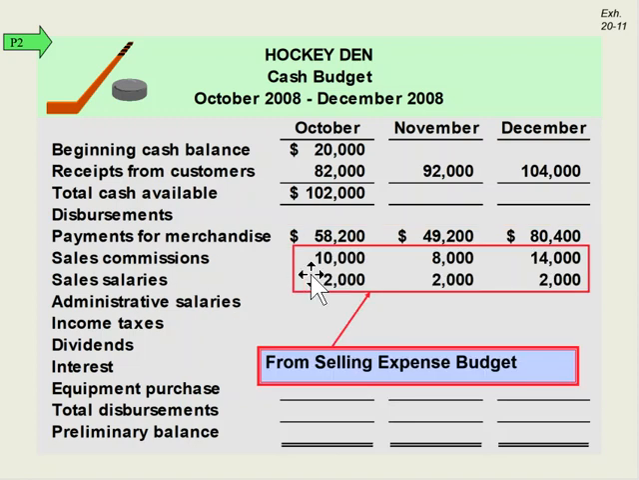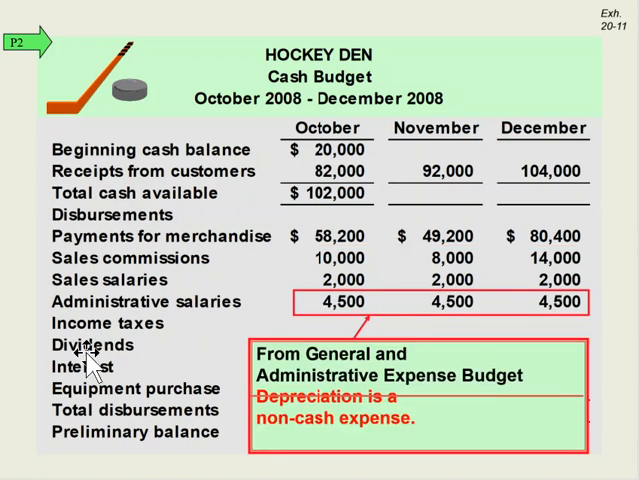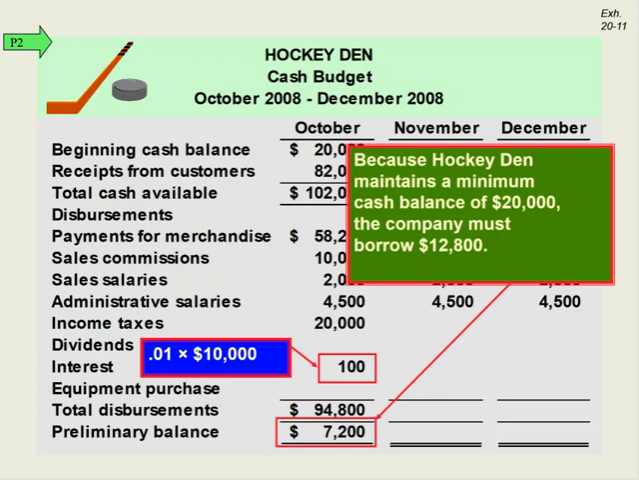Our selling expense budget, which we didn't talk about, we would have been able to determine how much we anticipate paying our employees in sales commissions and salaries for each month. Also, administrative salaries would come from a general and administrative expense budget. And again, we didn't cover that specifically, but if we did generate one of those, we could fill that in right from our administrative expense budget.